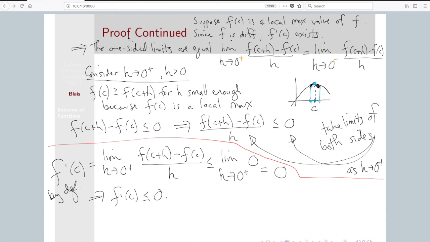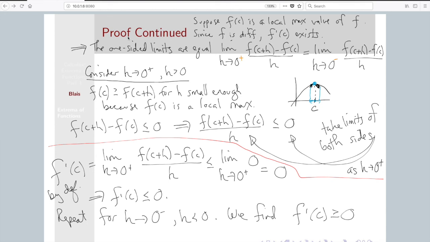So we repeat for h going to 0 from the left. So in that case, h is negative. The same type of reasoning will give you a result here, except the inequality will go the other way. Here we find f prime of c is greater than or equal to 0.